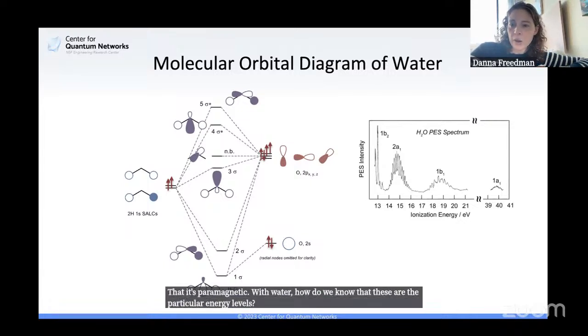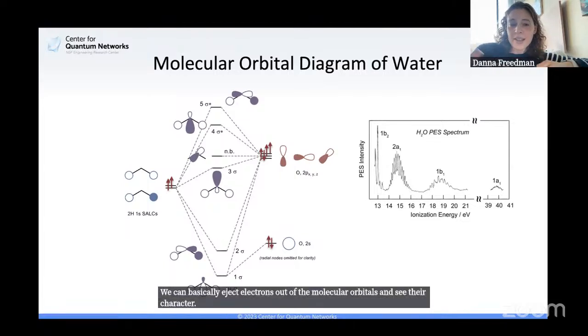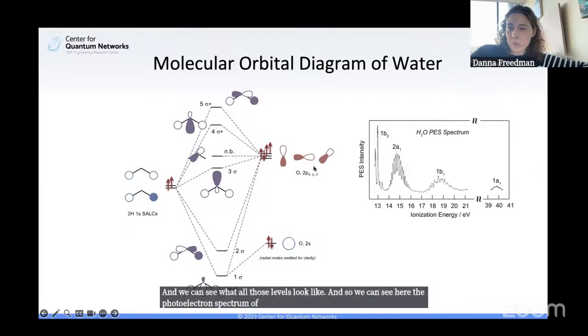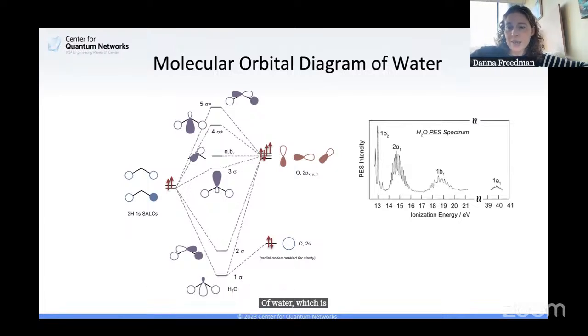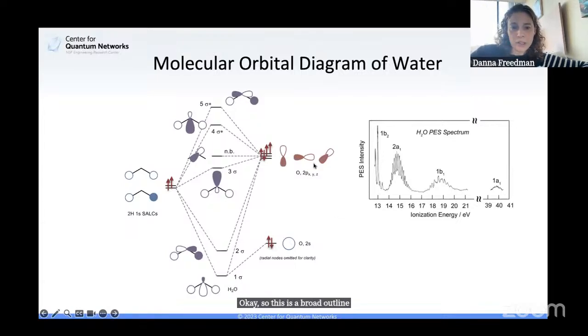And the way that we know is we can take a photoelectron spectrum. We can basically eject electrons out of the molecular orbitals and see their character. And we can see what all those levels look like. And so we can see here the photoelectron spectrum of water, which matches the molecular orbital diagram of water, which is a really powerful way to see that this approach is correct because we can match it directly to the experiment. Okay, so this is a broad outline of the way we build up these systems.